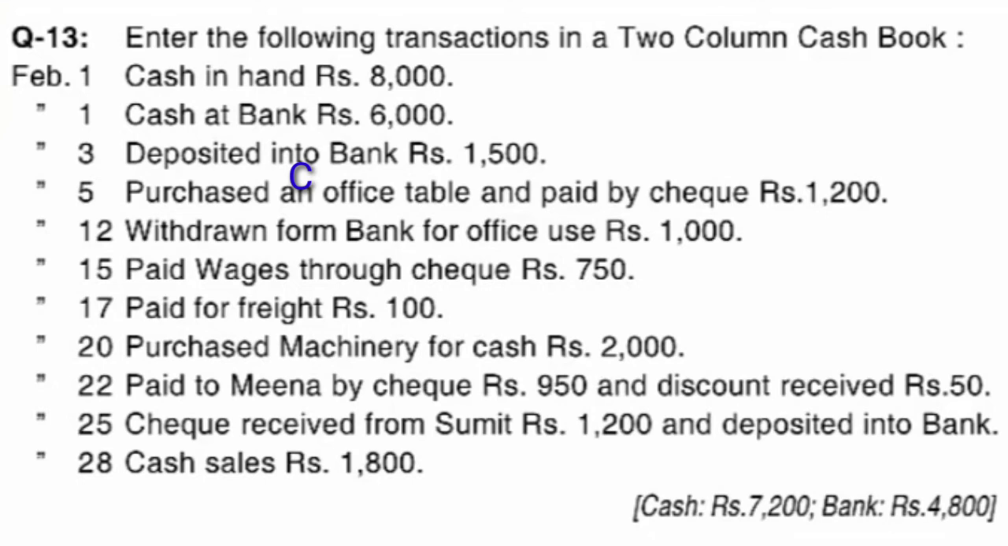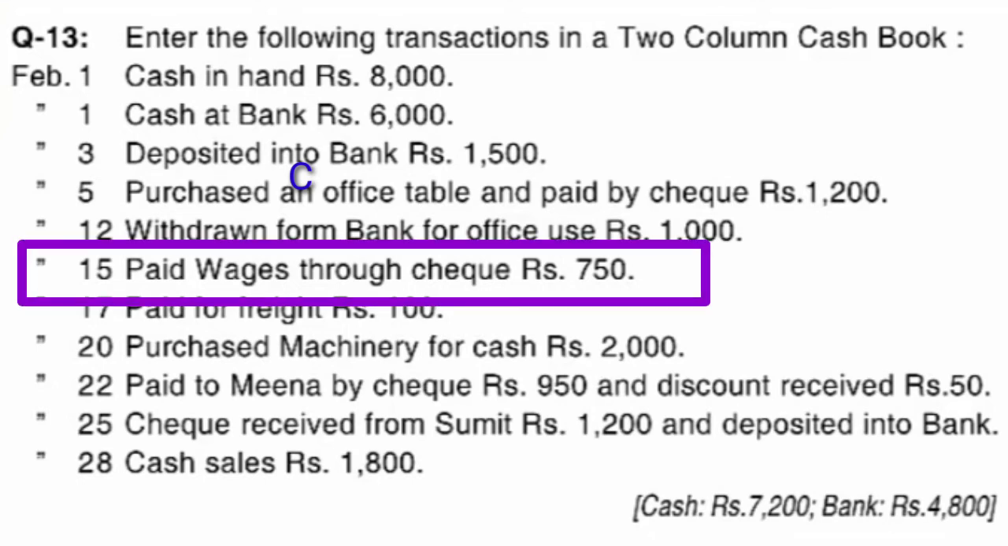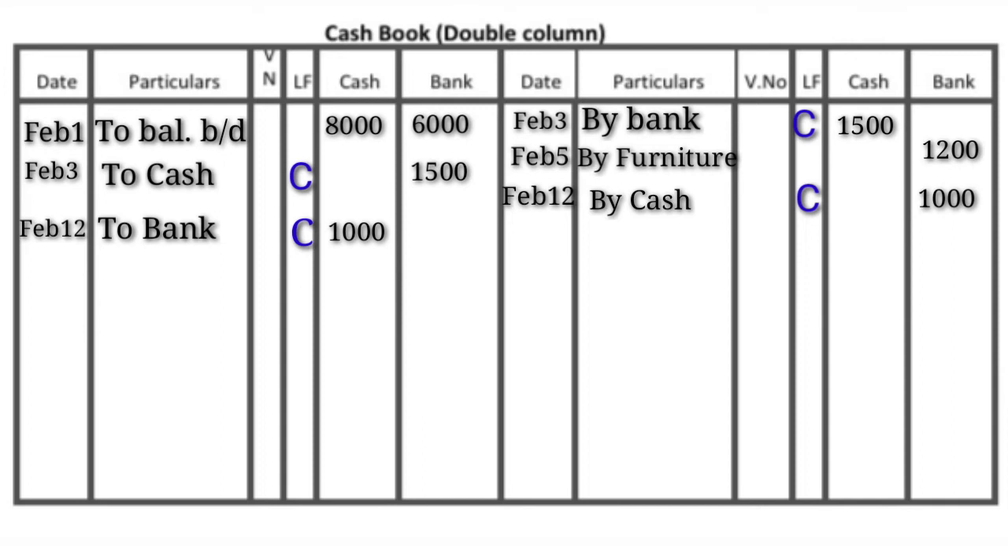Next transaction on 15th February. Paid wages through check rupees 750. Check means through bank. So from bank we are paying wages. What will happen here? Bank is decreasing, right? So we will write in the credit side of bank column 750, and the date column 15th February. Particulars column by wages. By wages, bank column 750. So bank is decreasing.